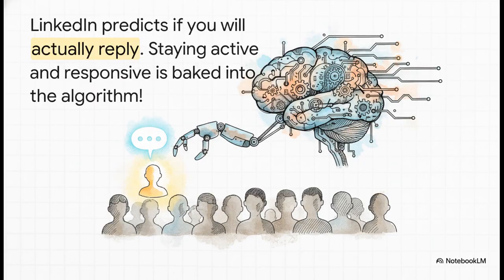Now, what's really interesting here is this mutual interest metric. This is a fascinating detail straight from LinkedIn's engineering team. Their talent search system doesn't just rank you on how relevant your skills are. It actually prioritizes your profile if it calculates that you are highly likely to respond to a recruiter's message. So, staying active and responsive, it's literally baked right into the code.